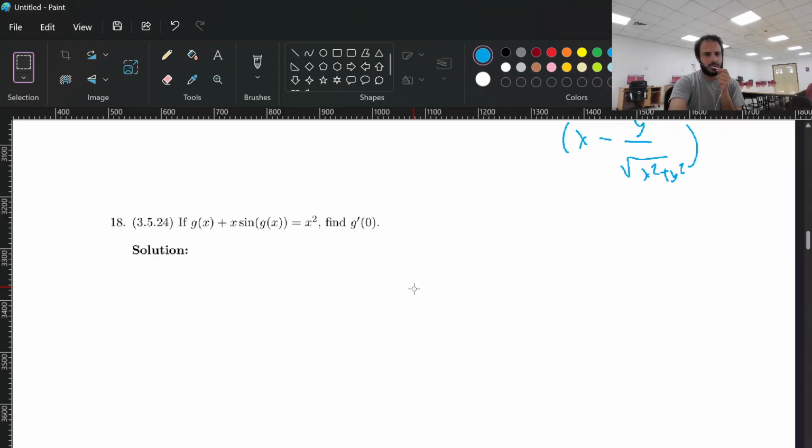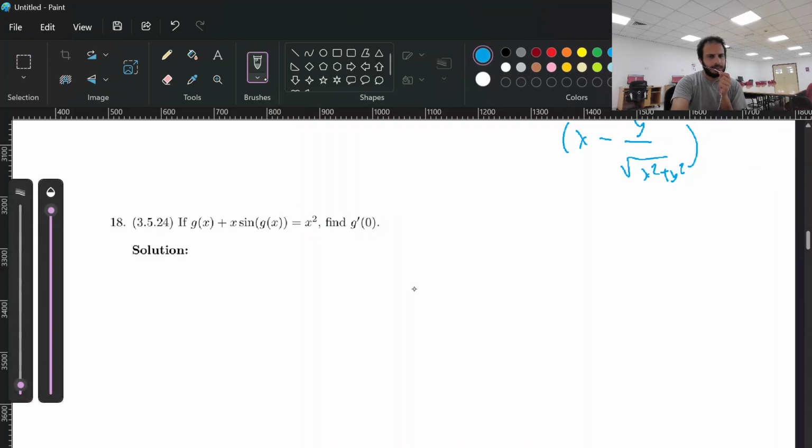Can you help me with this problem? If g of x plus x sine g of x equals x squared, find g prime of 0. Do you know how to solve this? Yes. Okay. What's the first step? We find g of 0. First we differentiate, right?